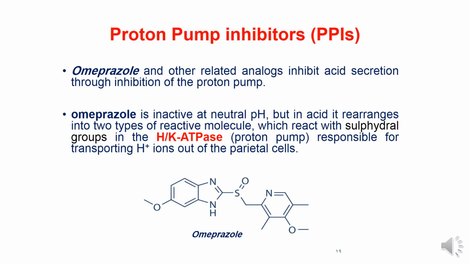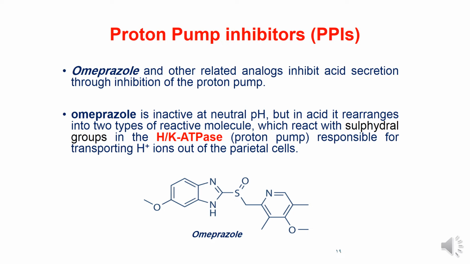Proton pump inhibitors like omeprazole. Omeprazole is inactive at neutral pH, but in the presence of acid, it rearranges into two types of reactive molecules, which react with the sulfhydryl group in the H+/K+-ATPase enzyme, which is a proton pump. By inhibiting this enzyme, which is responsible for transporting proton ions out of the parietal cells, this leads to inhibition of HCl secretion, and it is a powerful proton pump inhibitor.